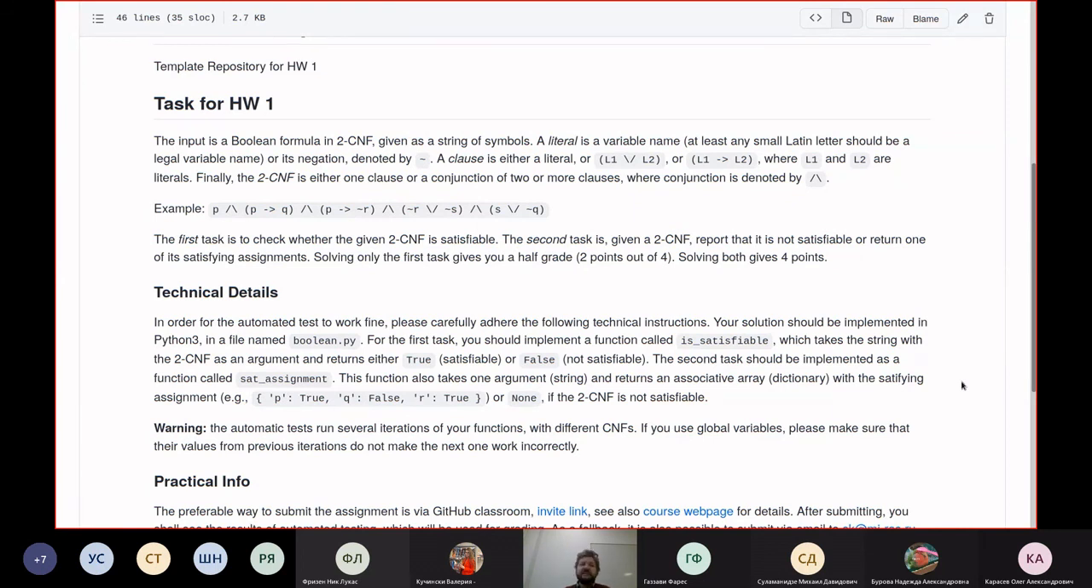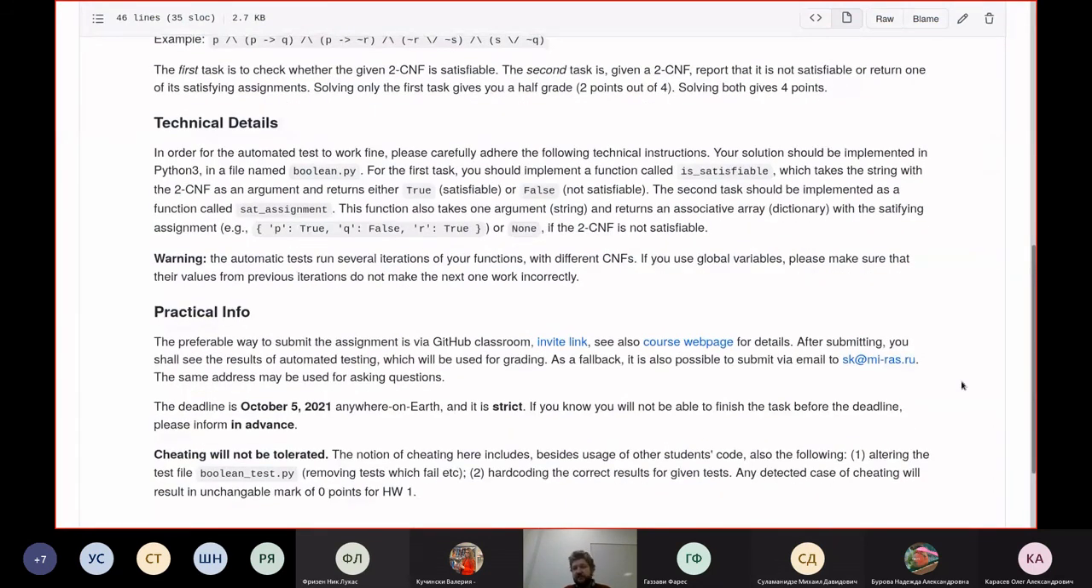This is discouraged, but formally speaking, you will pass the test and of course you will get a good grade for that. But you are encouraged to understand resolution and apply it, or any other polynomial time algorithm, of course.